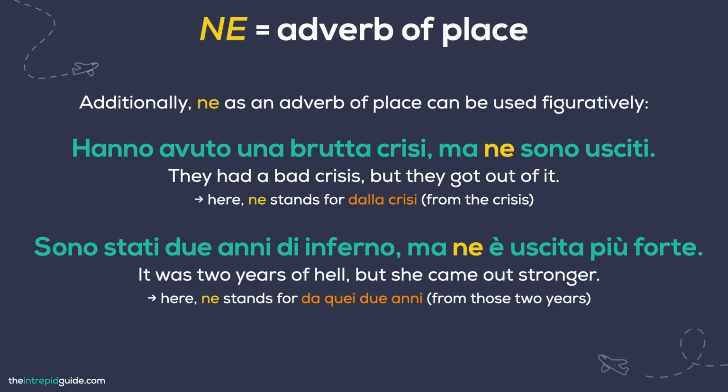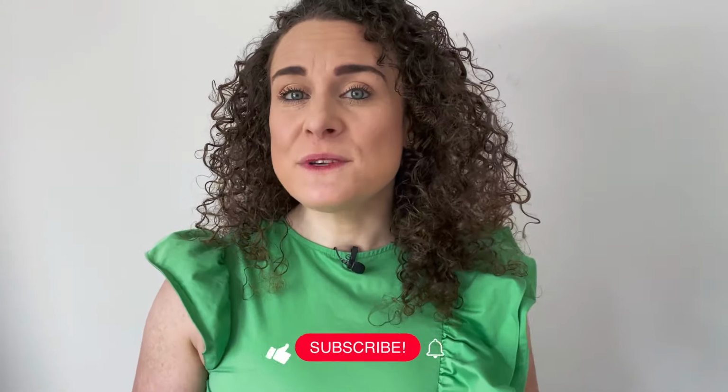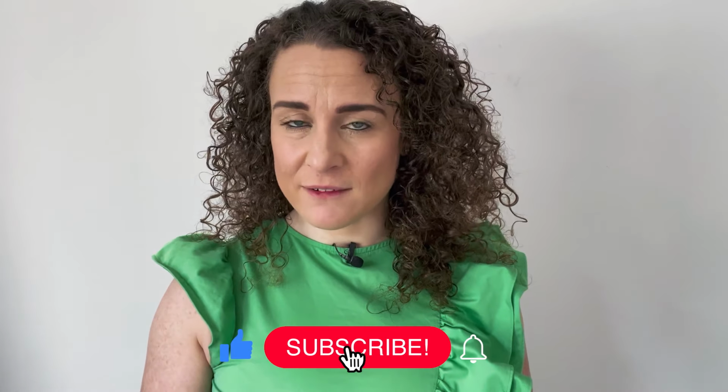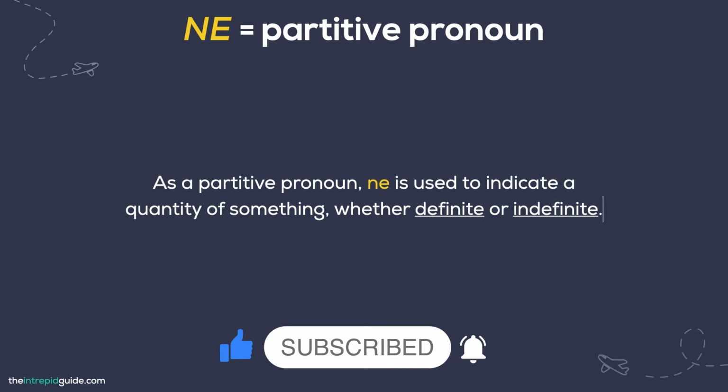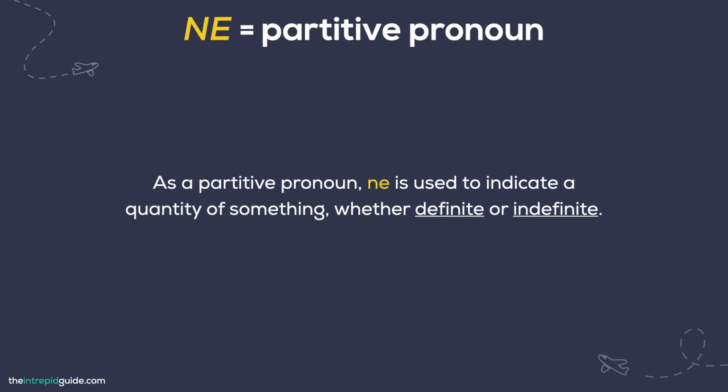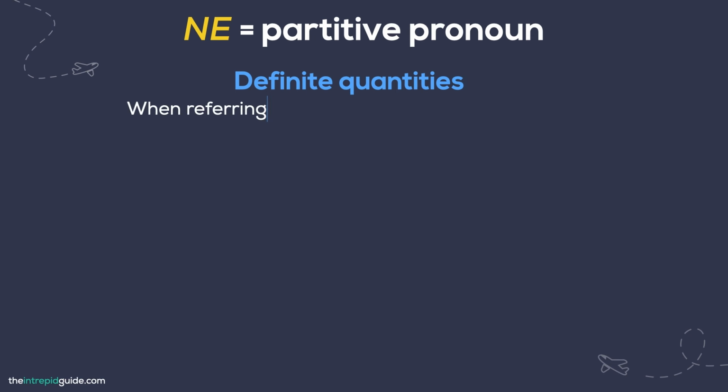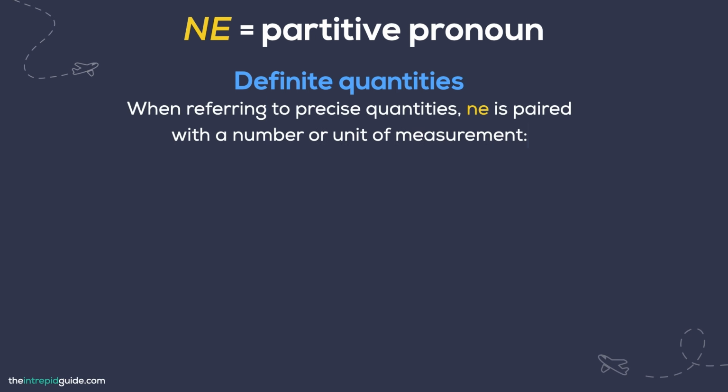Ne can also be a partitive pronoun. Now, as a partitive pronoun, ne is used to indicate a quantity of something, whether definite or indefinite, starting with definite quantities. Now, when referring to a precise quantity, ne is paired with a number or unit of measurement.